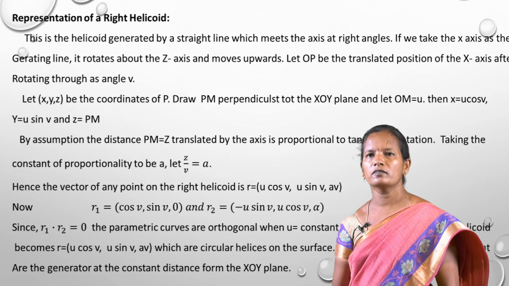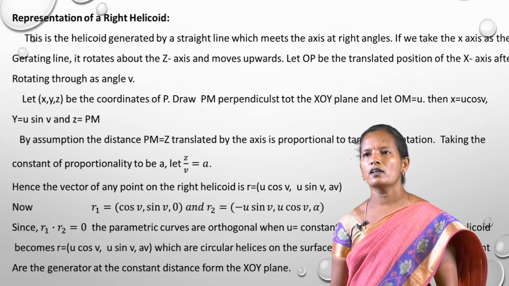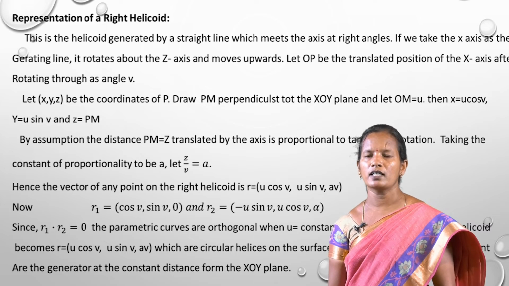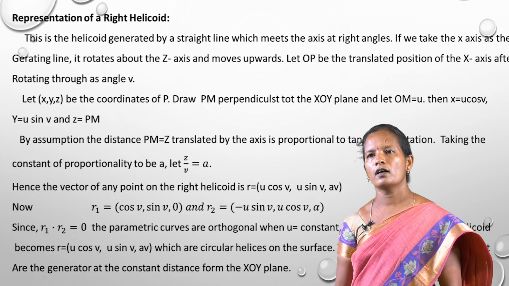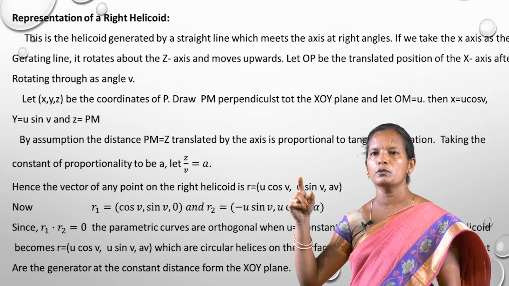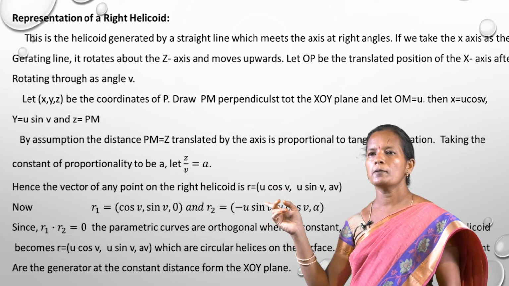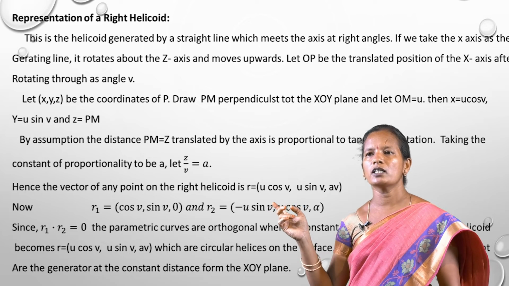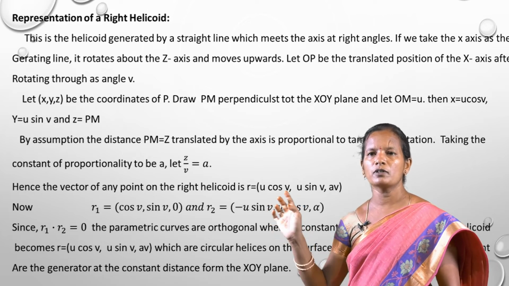Representation of a right helicoid. This is the helicoid generated by the straight line which meets the axis at right angles. If we take the x-axis as the generating line, it rotates about the z-axis and moves upwards. Let OP be the translated position of the x-axis after rotating through an angle v. Let x, y, z be the coordinates of P. Draw PM perpendicular to the XOY plane, and let OM be equal to u. Then x equals u cos v, y equals u sin v, and z equals PM.